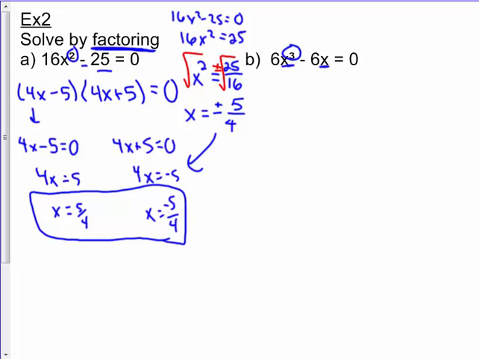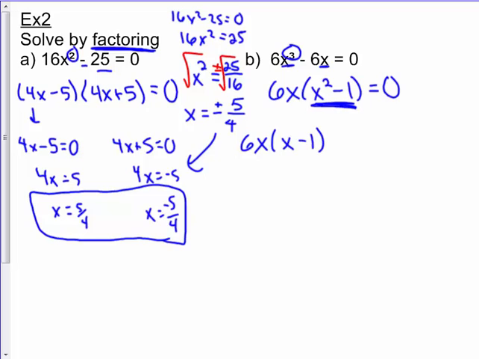In B, I have x cubed and an x here. So the first thing I would look to do is take out an x. I'm also going to take out the 6 as well. And I'm left with x squared minus 1. In this one, I still am going to factor. So I have x squared minus 1, and I'm still going to factor that. That's a difference of two squares. So I'm going to have 6x, and then I'm going to factor x squared minus 1 into x plus 1 and x minus 1.